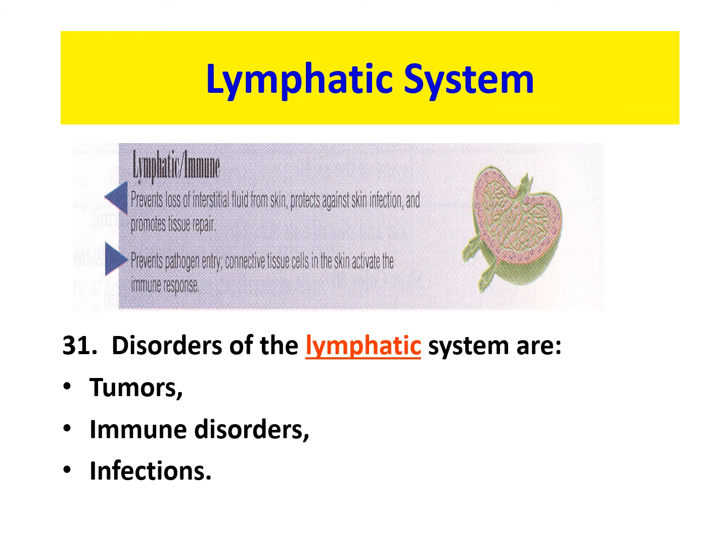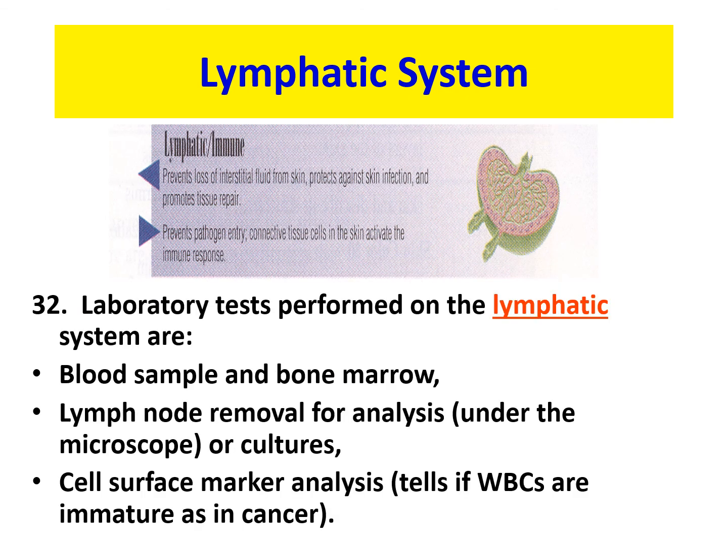And then moving on to the lymphatic system, we see disorders like tumors and infections and different immune diseases. And then the laboratory tests performed for that lymphatic system. We look at things like blood samples and bone marrows, all the way down to cell surface marker analysis to tell if WBCs are immature, as in cancer, okay? And then there's the lymph nodes, right? Sometimes they'll remove those lymph nodes for analysis. You'll see them when you're looking under the microscope.